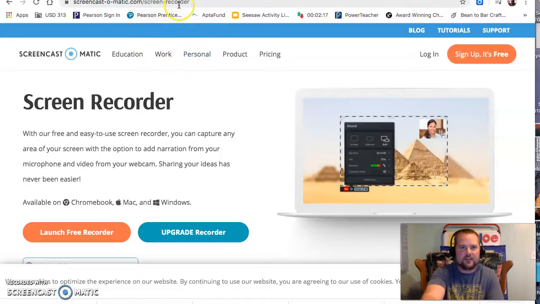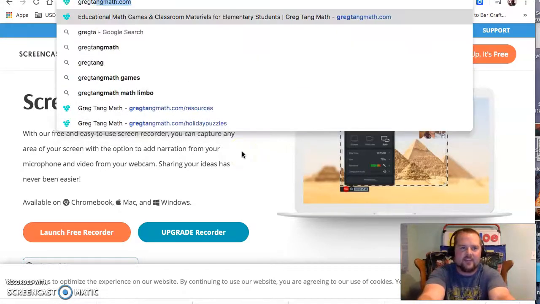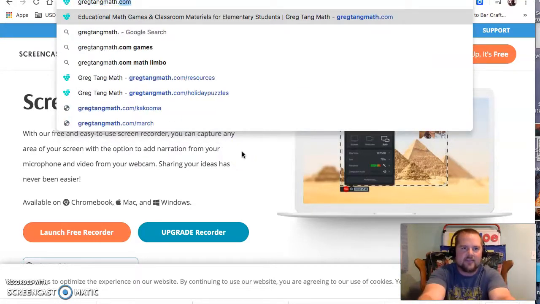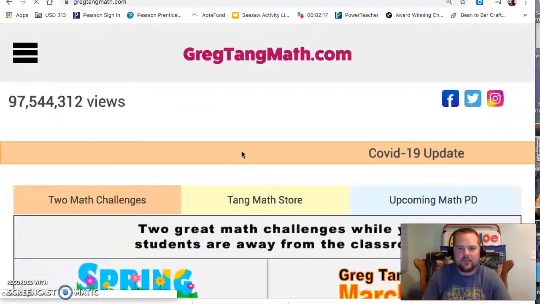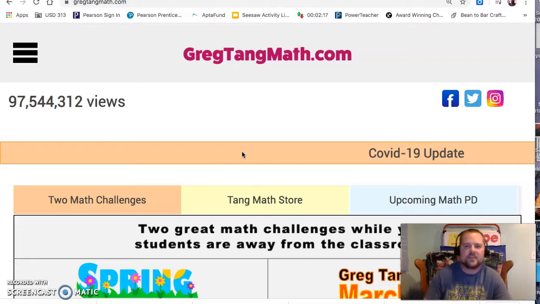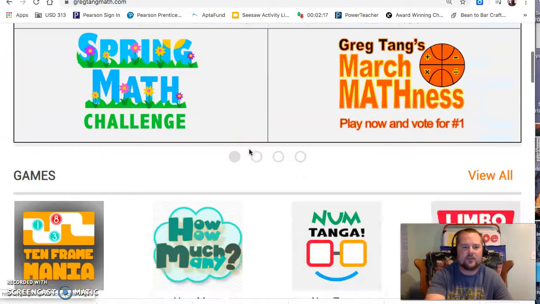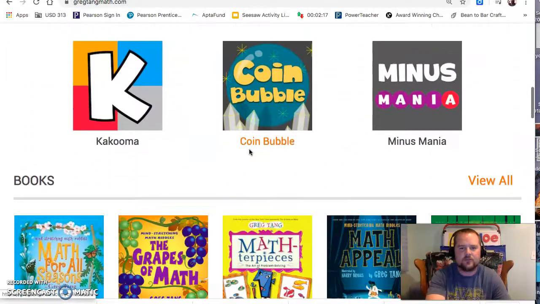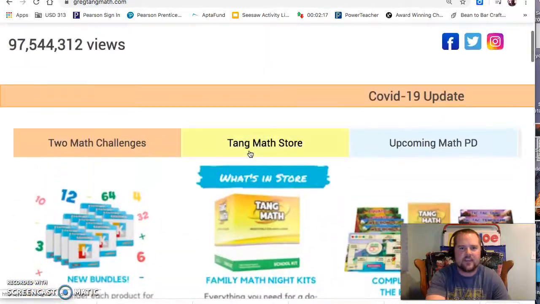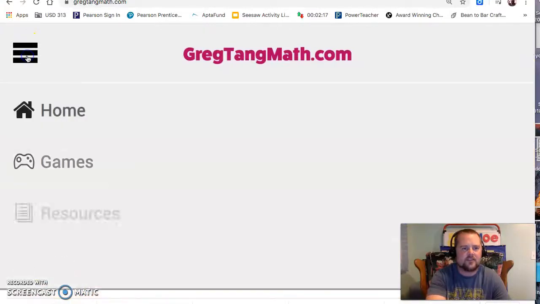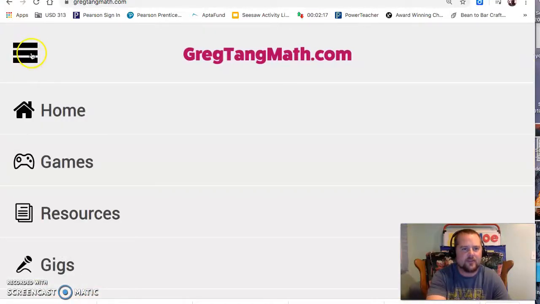So here is where I'd like them to go. It's the same place that has Kakuma, and it's gregtangmath.com. Okay, so let's go to Greg Tang Math. Now we are going to scroll down to where it says games. I think they changed it to where now it's under this little thing. So I click on that and then click on games.